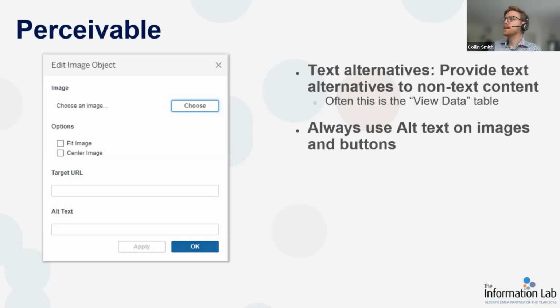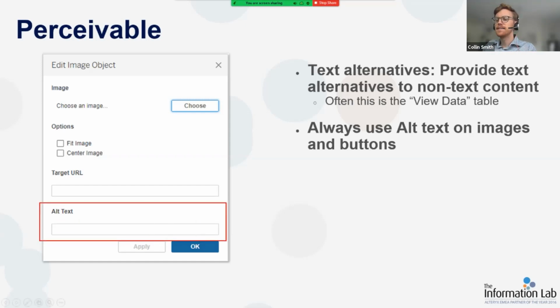And always, it's so easy, use alt text on images and buttons. So you can see there's this alt text box down here. And what that does is provide a text description or alternative to any sort of image or button. So this is helpful in a couple ways. One, if someone's browser can't render that image for some reason, it will display the text instead. And for someone who's using a screen reader or has a visual impairment, they can use that alt text to understand what the image is.